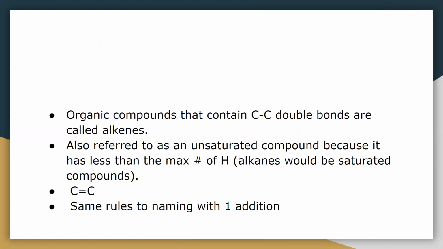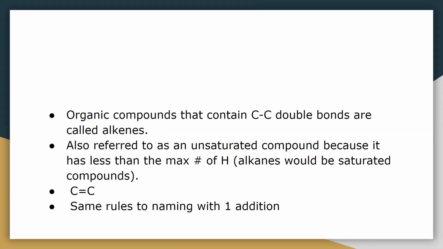And these are also called unsaturated compounds because they have less than the maximum number of hydrogens. Alkanes are saturated compounds. Alkenes and alkynes are the first kind of unsaturated compounds. Now, that unsaturated idea may be something that you've heard of before.